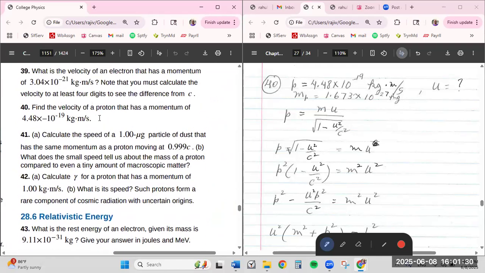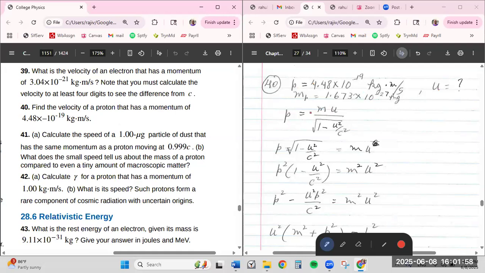Problem 40 says, find the velocity of a proton that has a momentum of 4.48 times 10 to the negative 19 kilograms meters per second. So that you'll recall is the SI unit for momentum, kilograms meters per second. So in this case, we are given the momentum and we have to find u. We are given p and we have to find u.